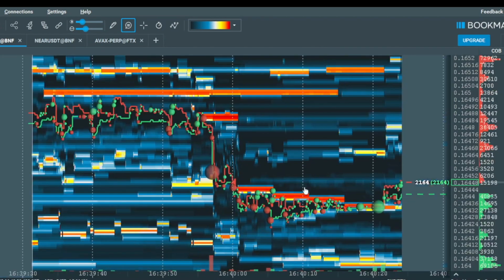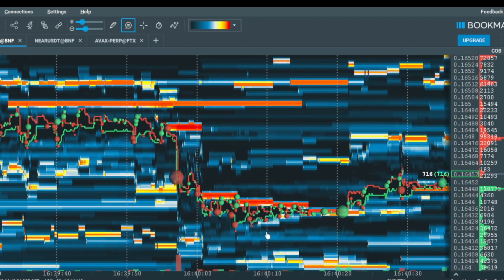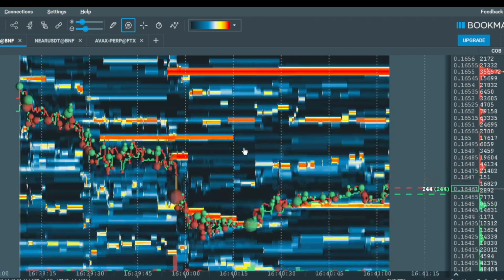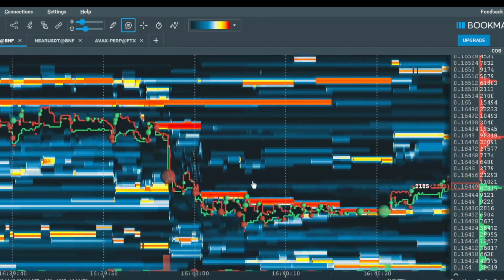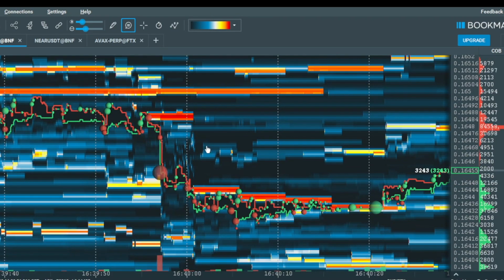Now, what is this? What kind of spoofing is that you're seeing? What is someone trying to do? This is aggressive spoofing, also known as momentum ignition. Basically what happened was not only did they use passive, they also went very aggressive to depress the price.